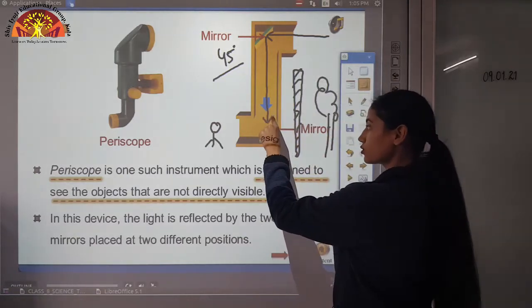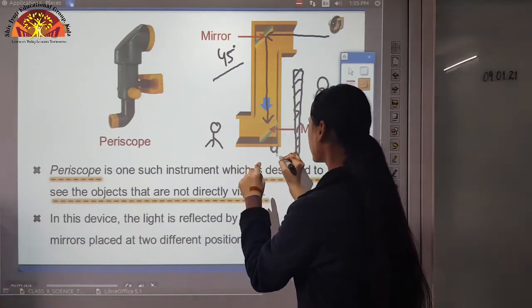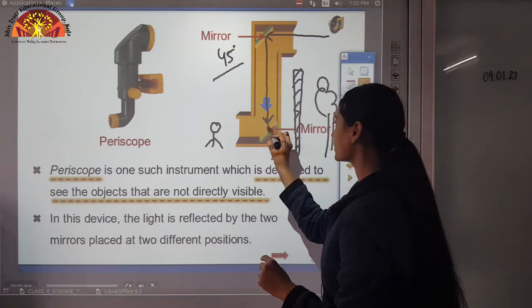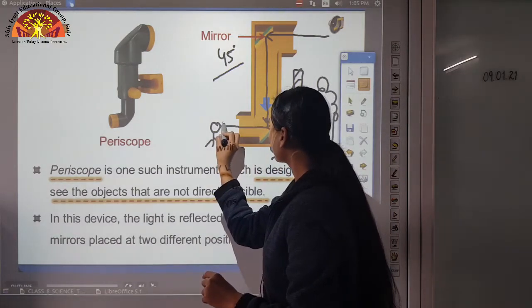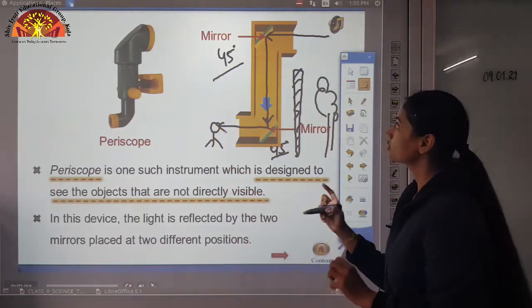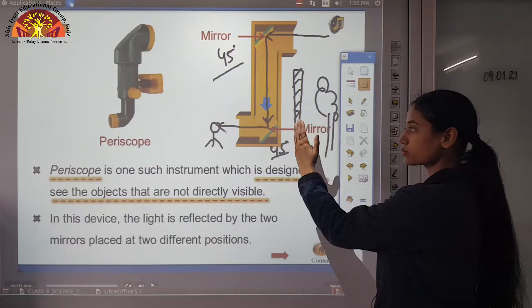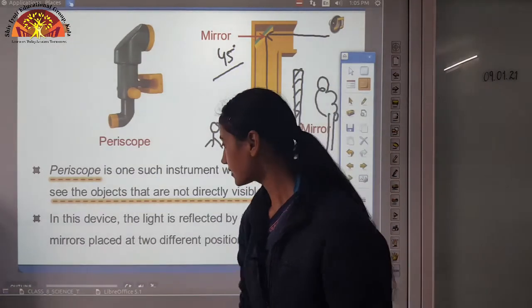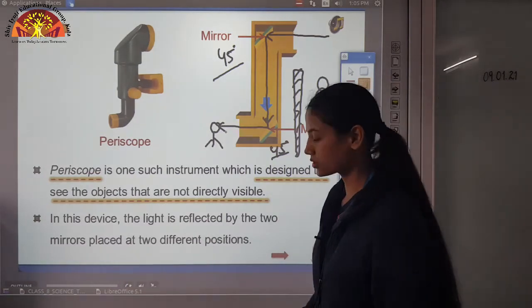Now again those light rays fall on a second mirror which is placed at the same angle, 45 degrees. After falling on this mirror, light will again get reflected and fall in the eyes of this man. So now you can see the tree which is placed behind this wall. In this device, the light is reflected by two mirrors placed at two different positions.